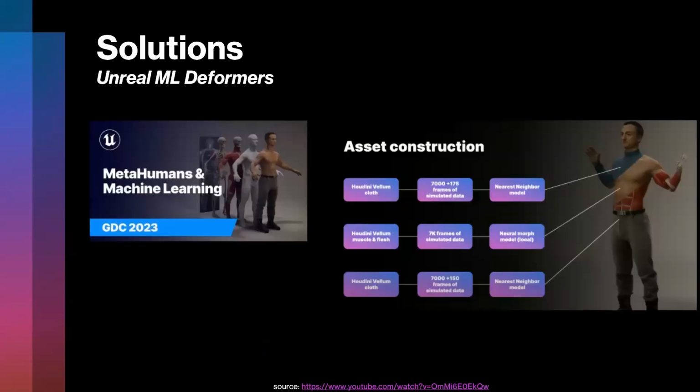And so the next solution comes with the Unreal Engine, and it's called Machine Learning Deformers. They announced this at GDC 2023 as a plugin that is in preview, and it's still in preview, but it's really transformative. So you can see here how an asset is constructed using this method. They use a traditional software called Houdini, which is just software for generating physically accurate anatomic geometry and deformation.